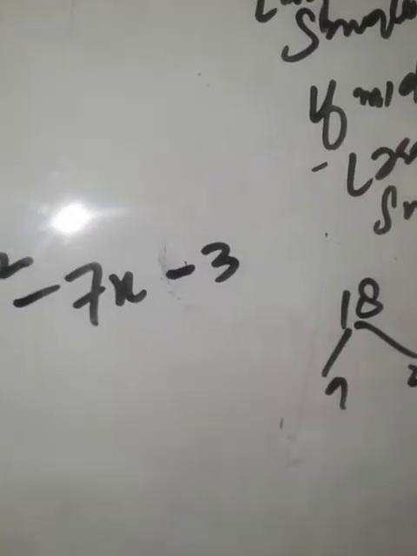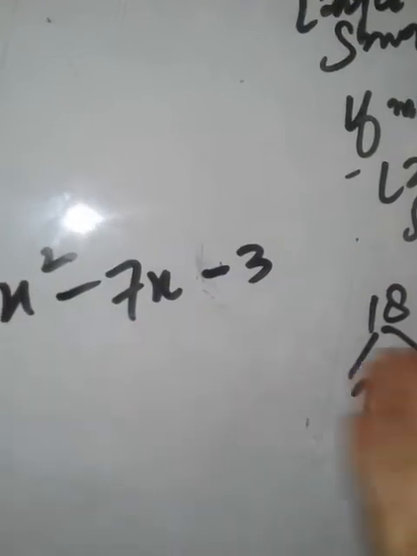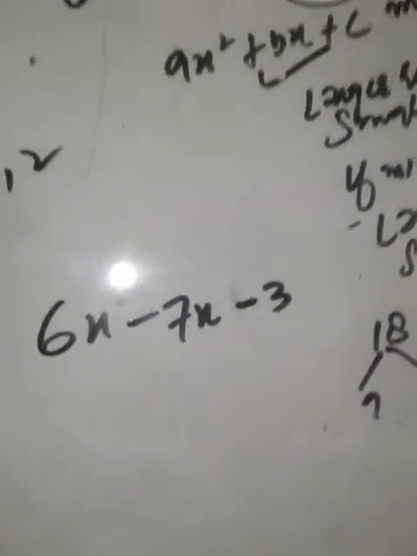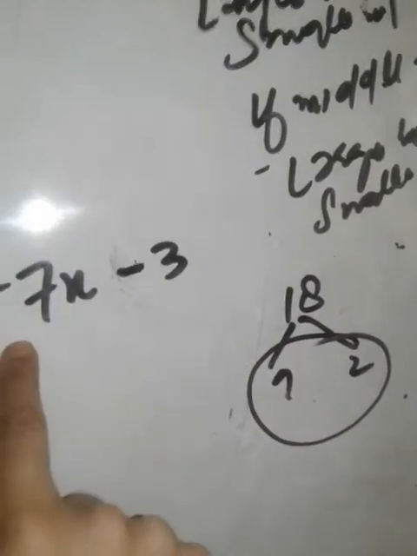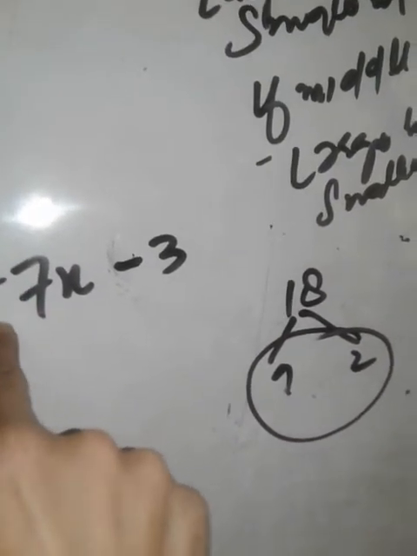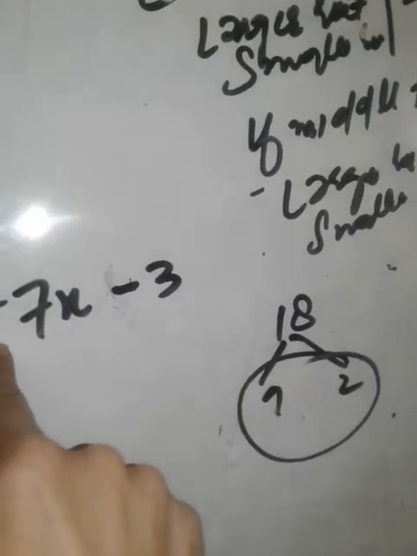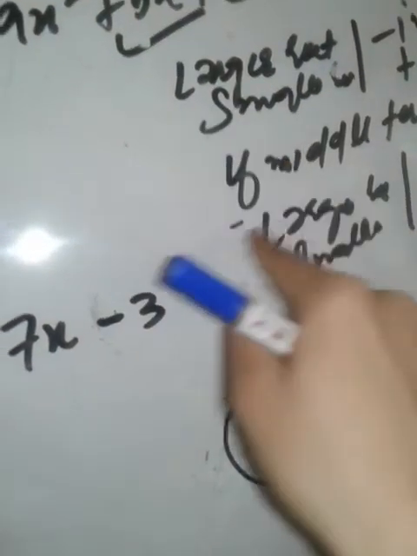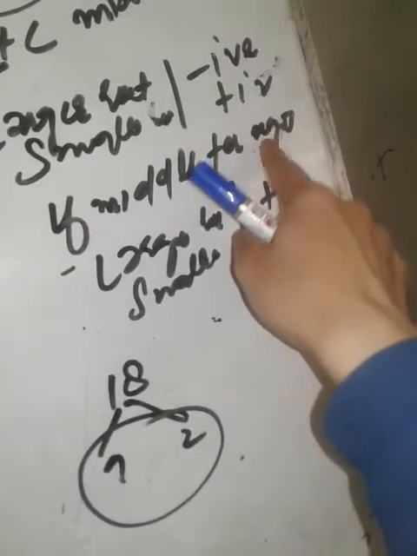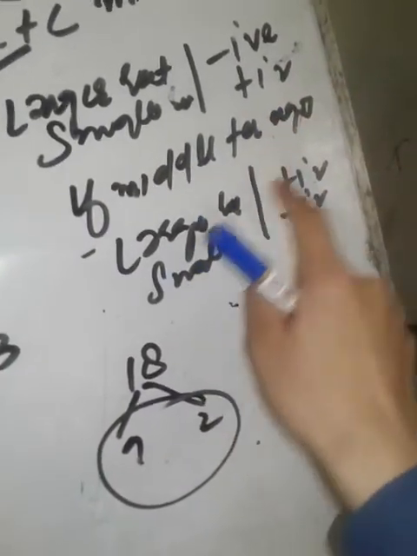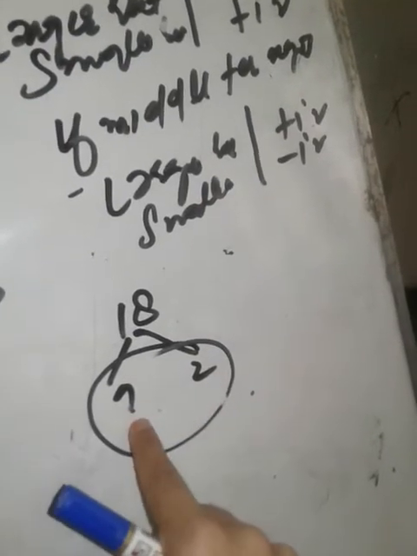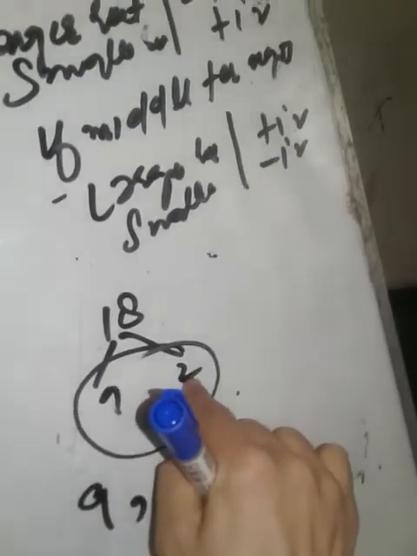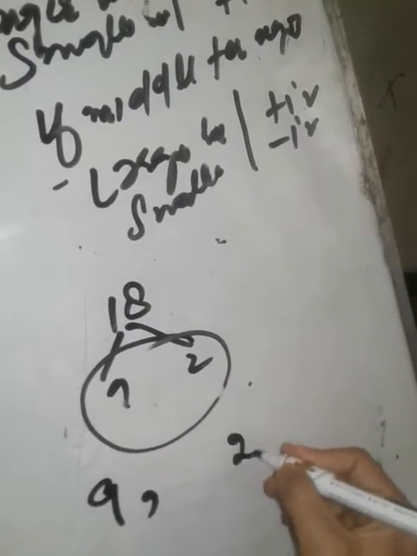It is 9 and 2. If we subtract 2 from 9, we get 7. That is 9 minus 2 or 2 minus 9; that doesn't matter. Now we have got 9 and 2. What is the sign of the middle term? This is negative. The rule is: if the middle term is negative, put the larger root with a positive sign. Which one is larger? 9. So keep this positive. Which one is smaller? 2. Keep it negative.